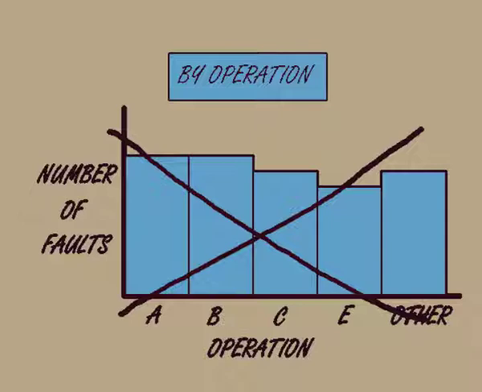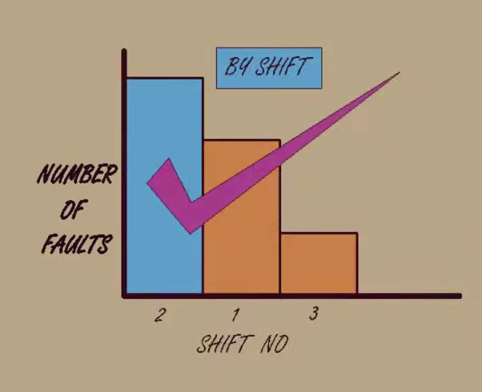So let us pick another one, and this time let us look at the shift on which the faults were observed. That's more like it. Now we can see some real differences. At this point, we ought to try looking at faults again, this time for only the second shift.